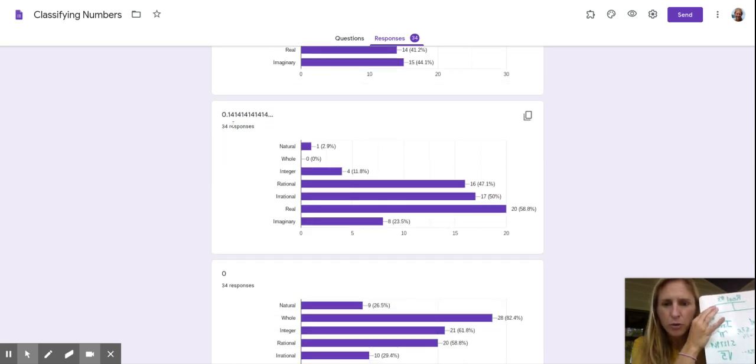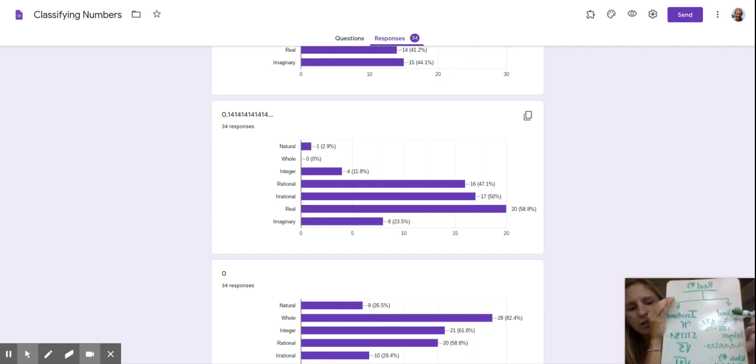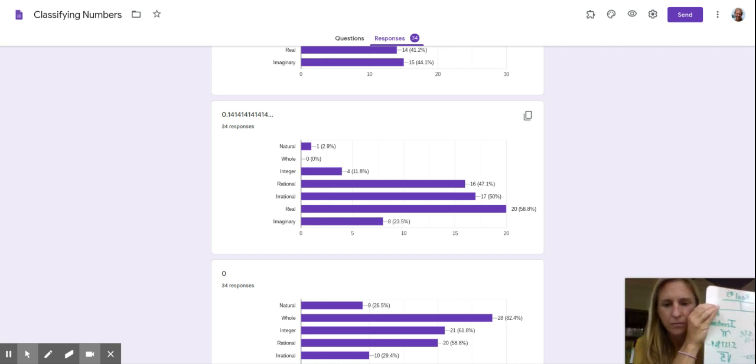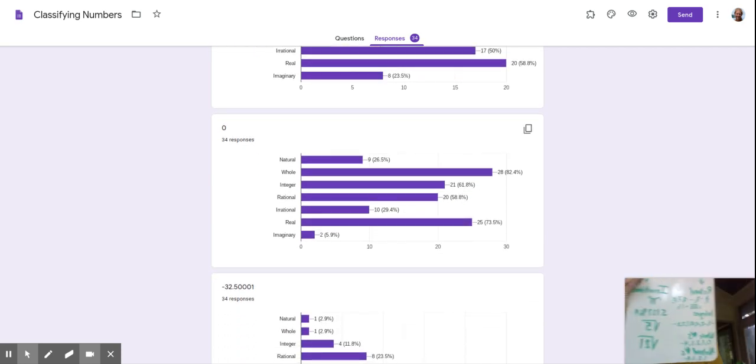Next one, 0.141414141414. Okay, that's repeating clearly. So it's rational and it's also real. Next one is 0. Okay, so that's on this side. Is it natural? Nope. But it's everything else in this column. Whole, integer, rational, real.